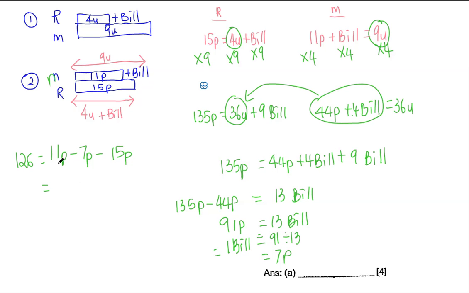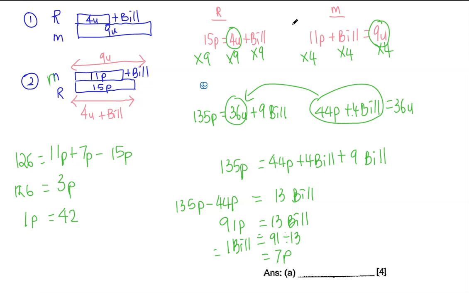So over here we'll get 11 minus 7 minus 15. What do we get? Okay, a mistake here. This is plus, right? The bill is a plus. So 11 plus 7 minus 15, we should have 3 parts. So this 126 is 3 parts. So let's find what is one part. One part is 126 divided by 3. We should get $42, correct?